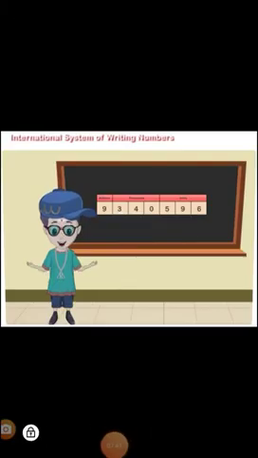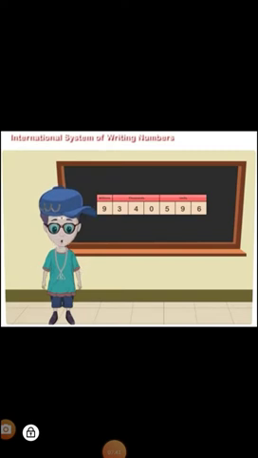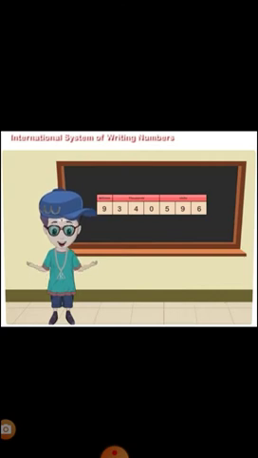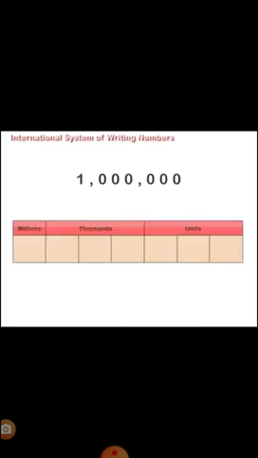International system of writing numbers in words. The system of writing numbers in words discussed earlier is called the Indian system. In the international system, 1 lakh is equal to 100 thousands, and 10 lakhs is equal to 1 million. While writing in the international system, we separate the periods by putting a comma in groups of 3 from the extreme right.